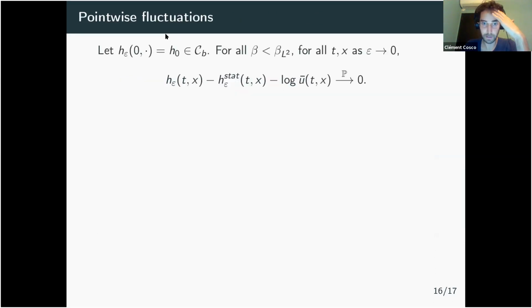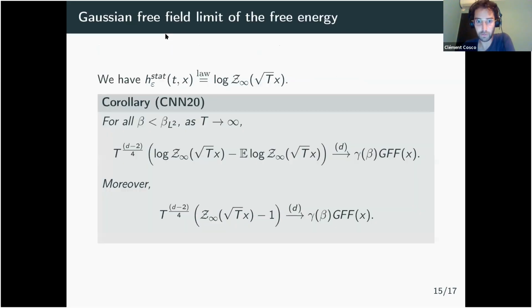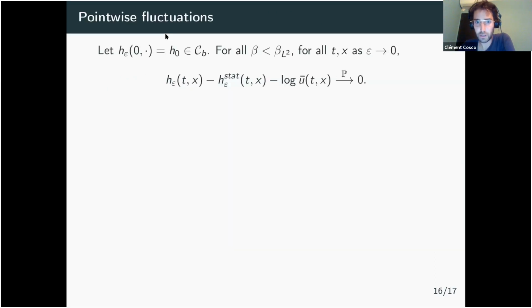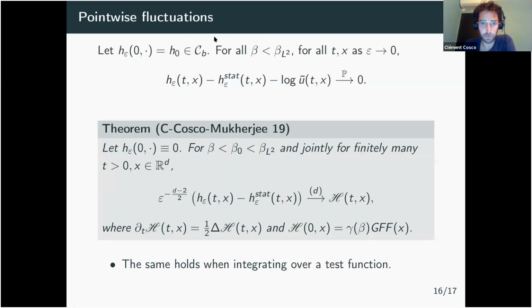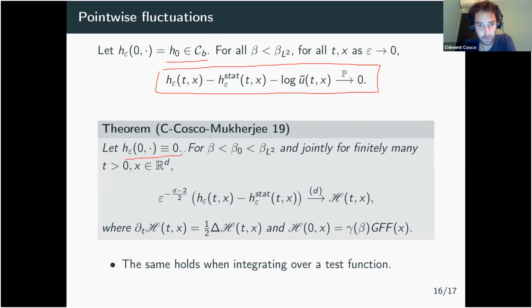Let me just finish now by talking about the fluctuations at the pointwise level, because we've talked about when you integrate over a test function, and now I want to say more about when you don't average over a test function, but you look at the pointwise property. What we've said is that when you have an initial continuous profile, then you obtain this pointwise behavior. And if you take a flat initial profile, you can show that this is 0.